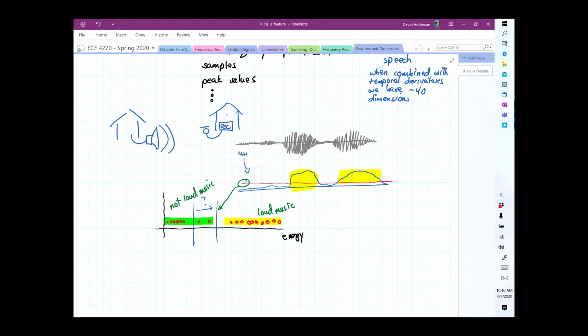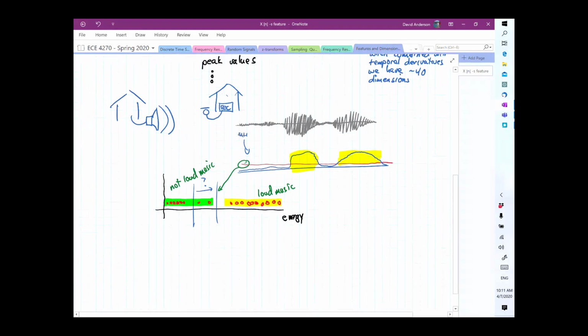I remember doing something like this early on when I first learned some signal processing and thought I'm going to make a detector for speech, but found that sometimes the dividing line between speech and non-speech, or in this example, loud music and not loud music, isn't quite as clear-cut. But we'll deal with that in a few minutes.